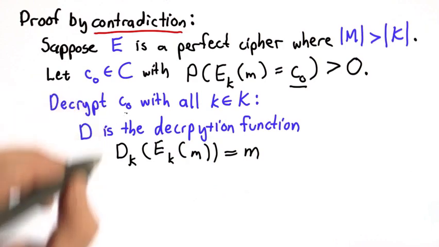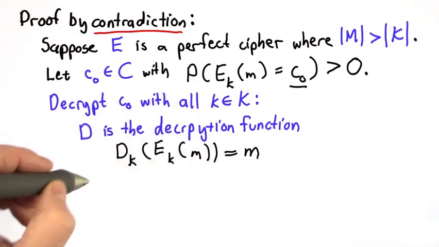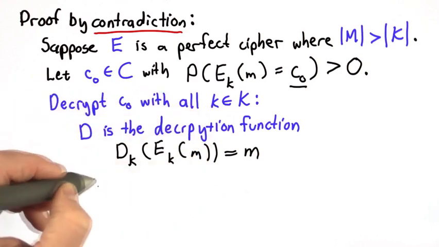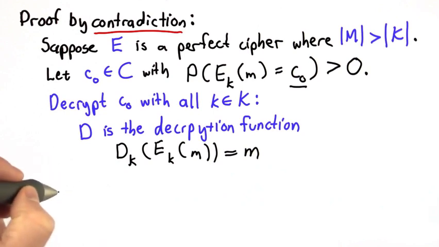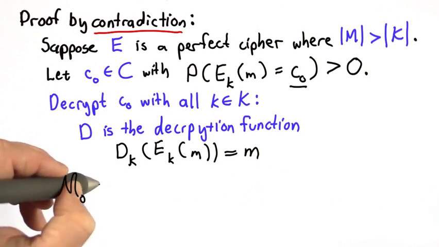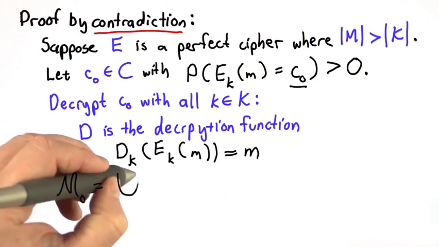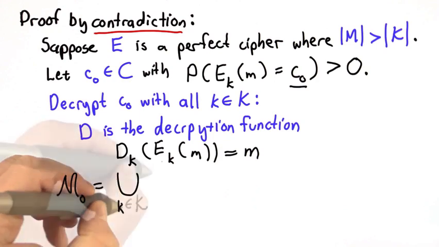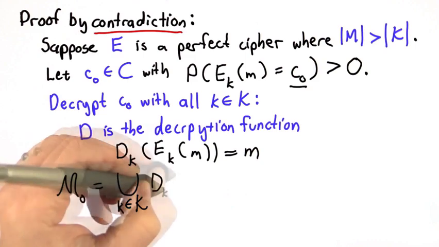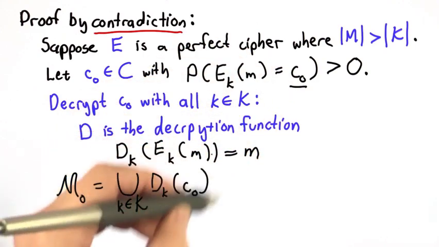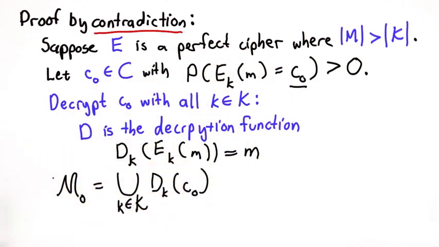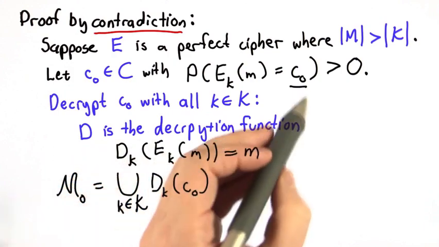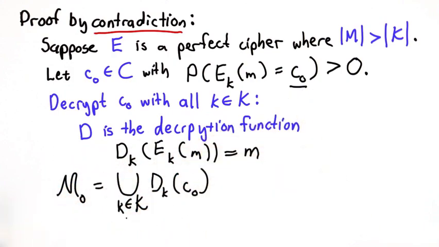So now what happens when we decrypt C0 with all possible keys? Well, we're going to look at the set of messages that we can produce. So we'll call M0 the set of messages that we get by unioning over all possible keys the result of decrypting this ciphertext C0. So this models what an attacker would do. They've intercepted some ciphertext. They're trying all possible keys. This is what a brute force attacker would do, and looking at all the possible messages that can be produced.